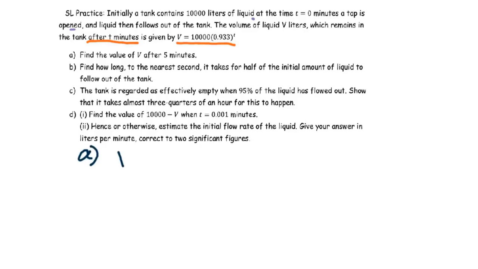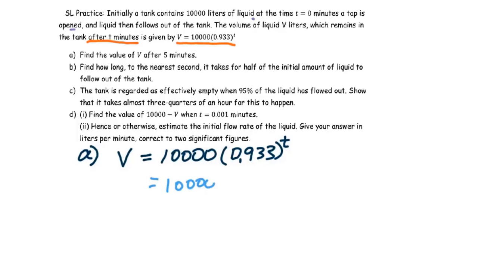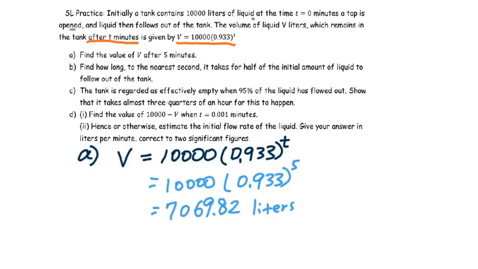For part A, we got V equals 10,000 times 0.933 to the t power. We know t equals 5, so we plug in. You will get 10,000 times 0.933 to the 5th power. Put into calculator, you will get 7,069.82 liters left after 5 minutes.